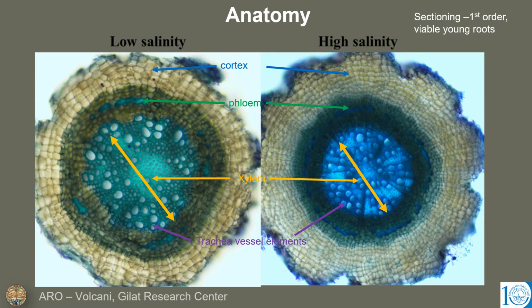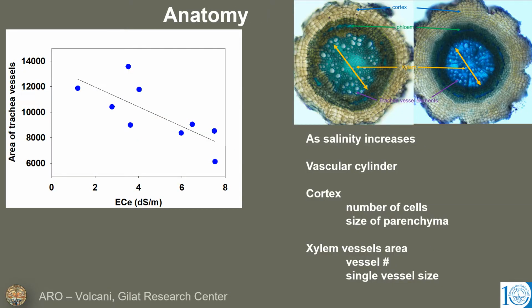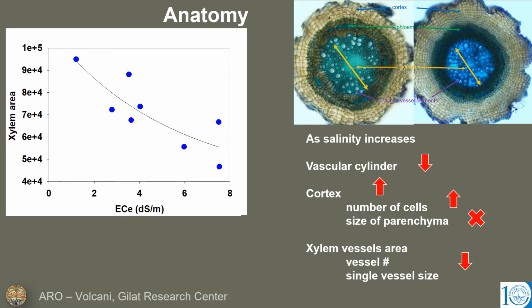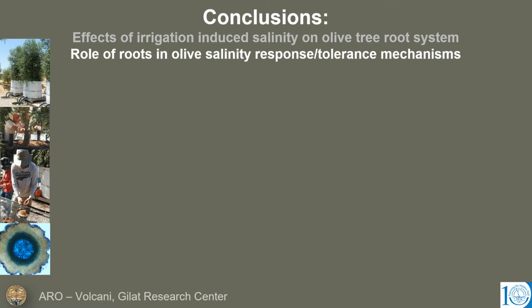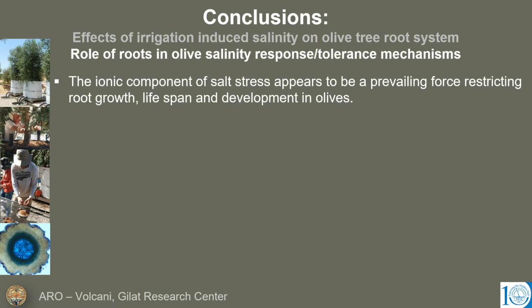And I'm going to finish up with conclusions. What I'm going to try to do, and here I want your feedback because I may be really off, is look at what this tells us maybe about response or tolerance mechanisms to salinity for olives. So first of all, the ionic component of salt stress appears to be a prevailing and strong force restricting root growth, lifespan, and development in olives.